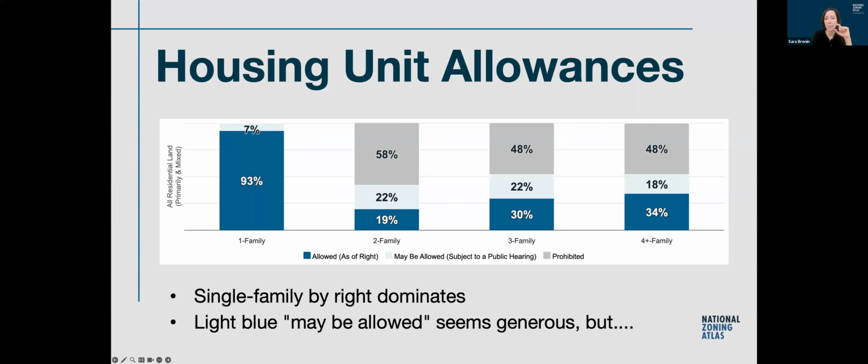You do see in this slide that light blue, and what that tells you is that the particular type of land, so whether it's 1, 2, 3, or 4 family, that particular type of housing is allowed subject to a public hearing. Now, you might say, oh, well, it's 22%, 18% of additional land that allows for 2, 3, and 4 family housing as of right in those right 3 columns.